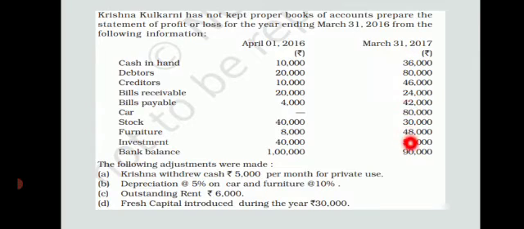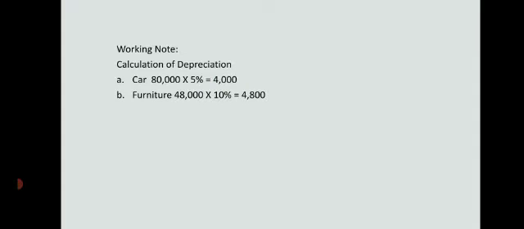Whenever you are calculating depreciation, you are supposed to take closing values, that is March 31st 2017. So 80,000 is your car and furniture is 48,000. So calculate. Here I have calculated car 80,000 into 5 divided by 100. You will get depreciation amount rupees 4,000. Furniture amount is 48,000 into 10 divided by 100. You will get 4,800. So car is depreciated at 5% and furniture is depreciated at 10%.